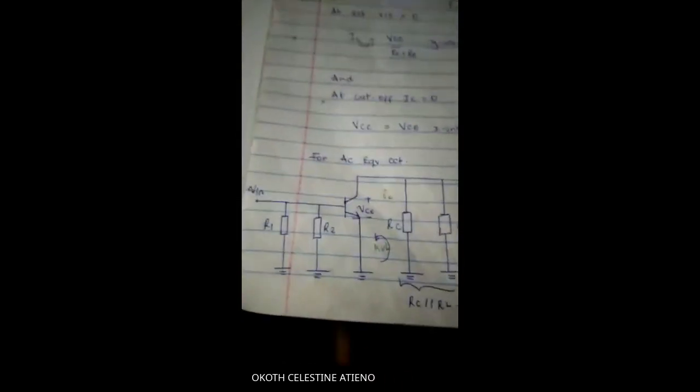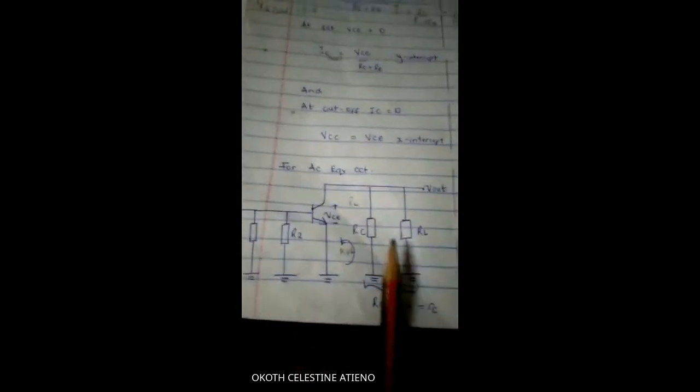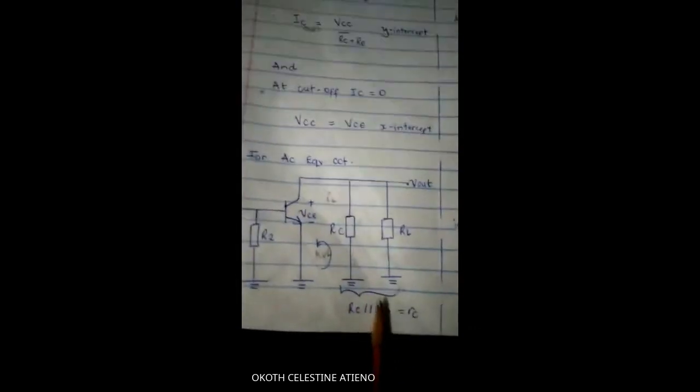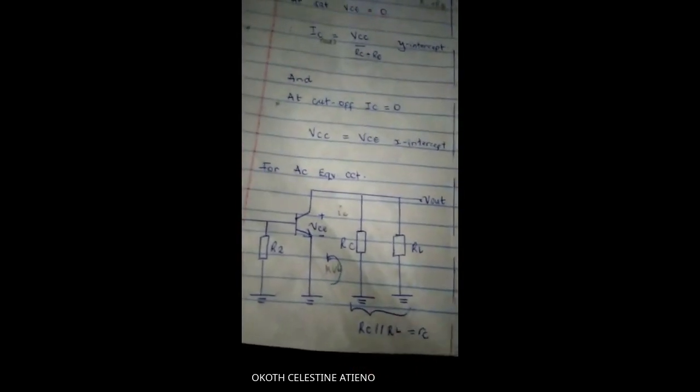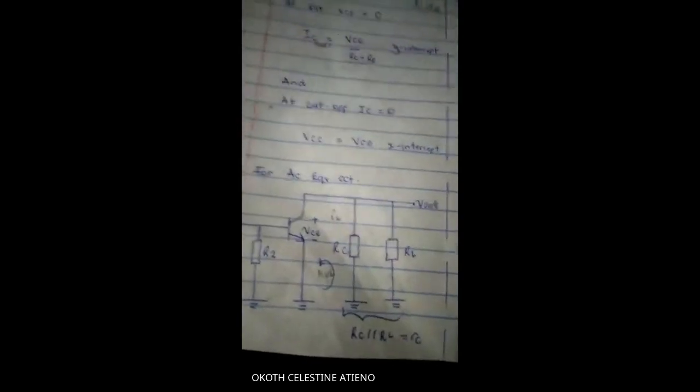So this is what our AC analysis will look like. We'll have R1 and R2 in parallel, and RC and RL in parallel on this other side. Normally we say RC in parallel with RL is small rc. It's just a term so you don't write many things in your equation, but we'll see how we apply it. In AC, there are 3 equations you need to know.